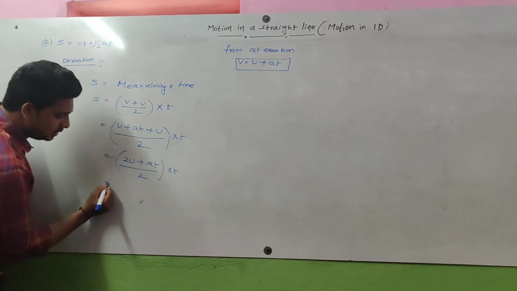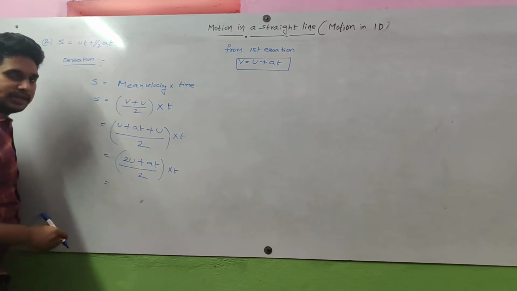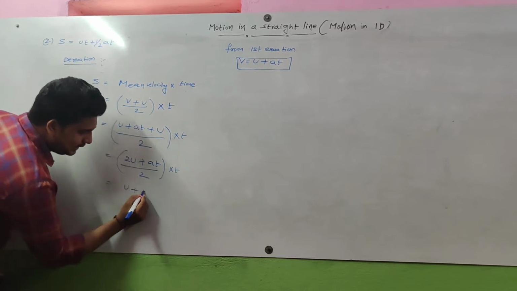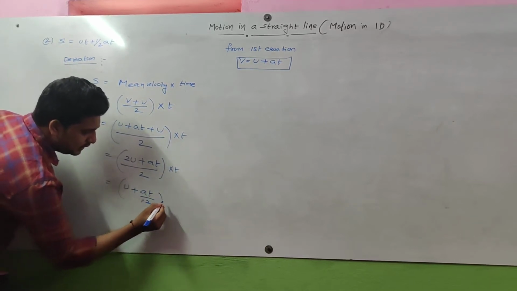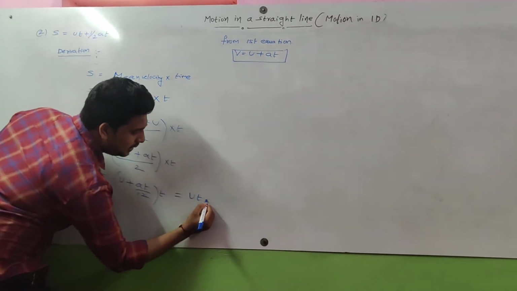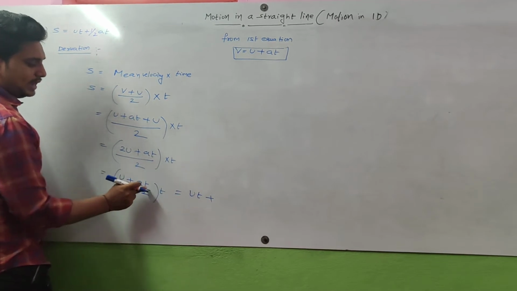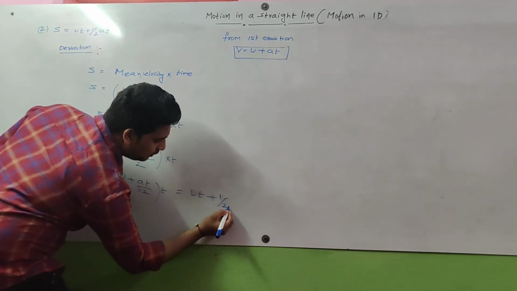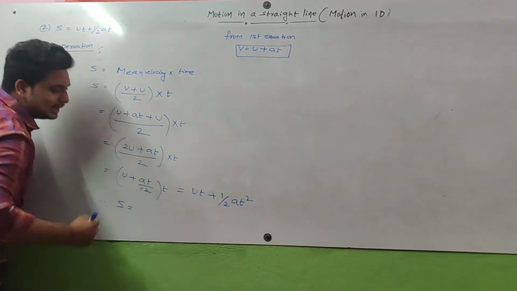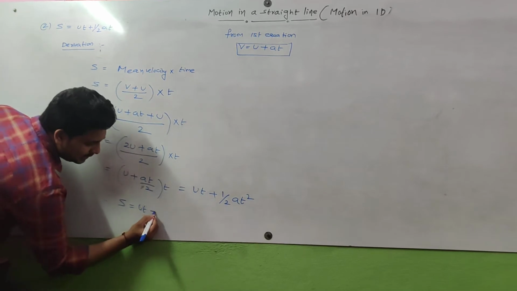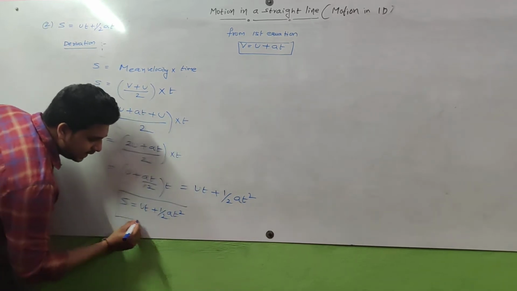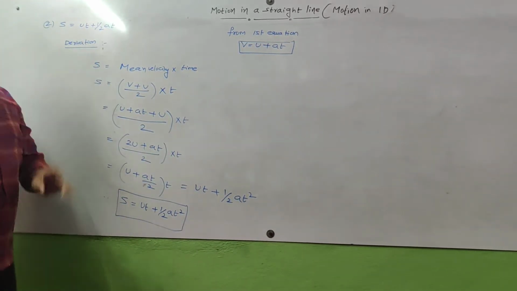So then what did we get here? 2u by 2, the 2 is cancelled. Here 2u by 2 you get u, plus at by 2, into t. So multiply: u into t is ut, plus half into at into t, that is half at square. Therefore we got distance S is equal to ut plus half at square. So this is the derivation for the second equation.